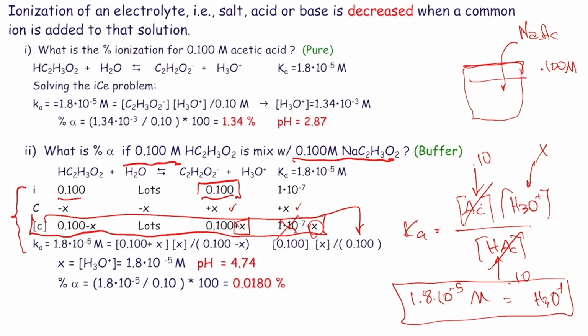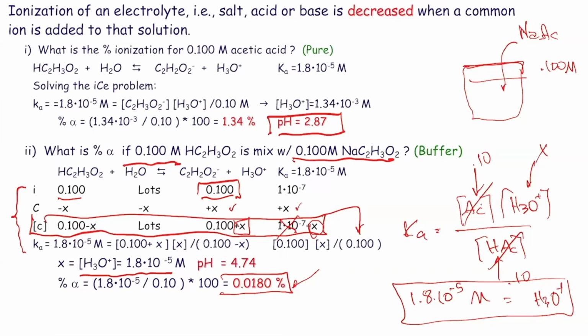So what we have here is the hydronium ion concentration. It's right here, 1.8 times 10 to the minus 5. The pH, you take the negative log of that, is 4.74 versus 2.87 right here when you didn't have a common ion, when you didn't have sodium acetate in there. What is the percent dissociation? Remember, it would be 1.8 times 10 to the minus 5 divided by 0.1, the original acetic acid concentration. You do that, you get a percent of 0.018, less than 1/10 of 1%. So look at the difference here. If you have a common ion, it's like 18 in 100,000 will dissociate versus 1.3 in 100.